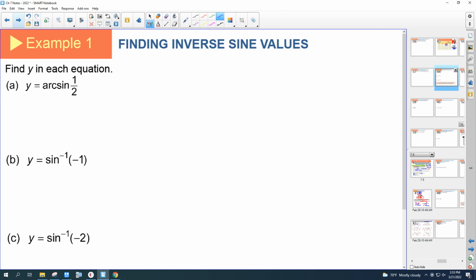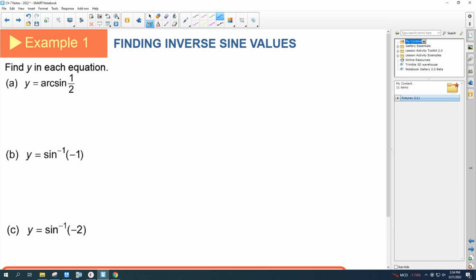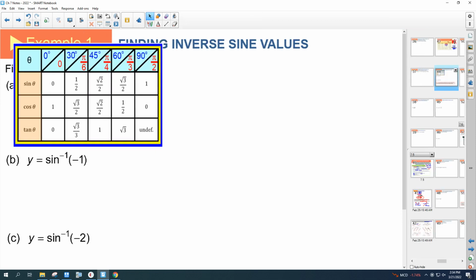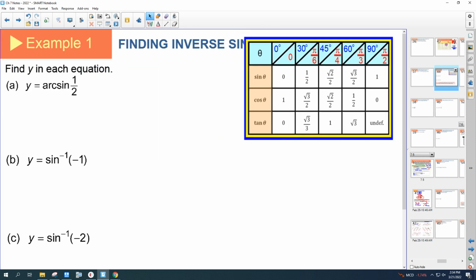So let's try some examples here. I'm gonna pull up my chart. When I say arc sine 1/2, it's the same thing as doing inverse sine. And so you should be able to look at the chart and say, okay, here, here, here, 5 or 6. You should use the chart the same way we always have been using the chart. Inverse sine of 1/2 is going to have something to do with pi over 6.